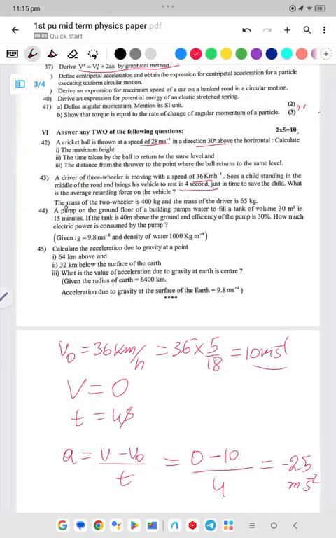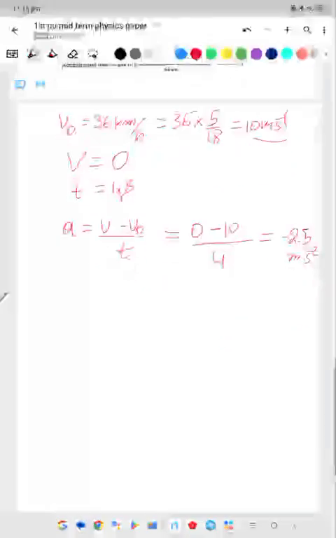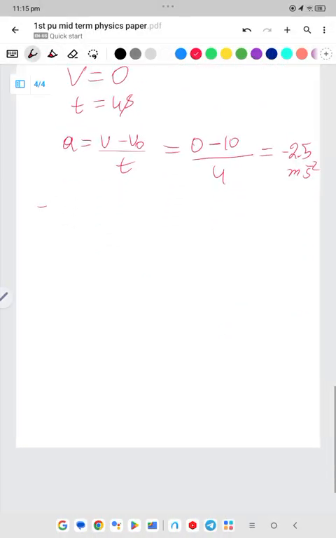Here they have given the masses. Mass of the two wheeler is 400 kg and the driver is 65 kg. So total mass is equal to mass of the driver plus mass of the vehicle. That becomes 65 plus 400, which is equal to 465 kg.